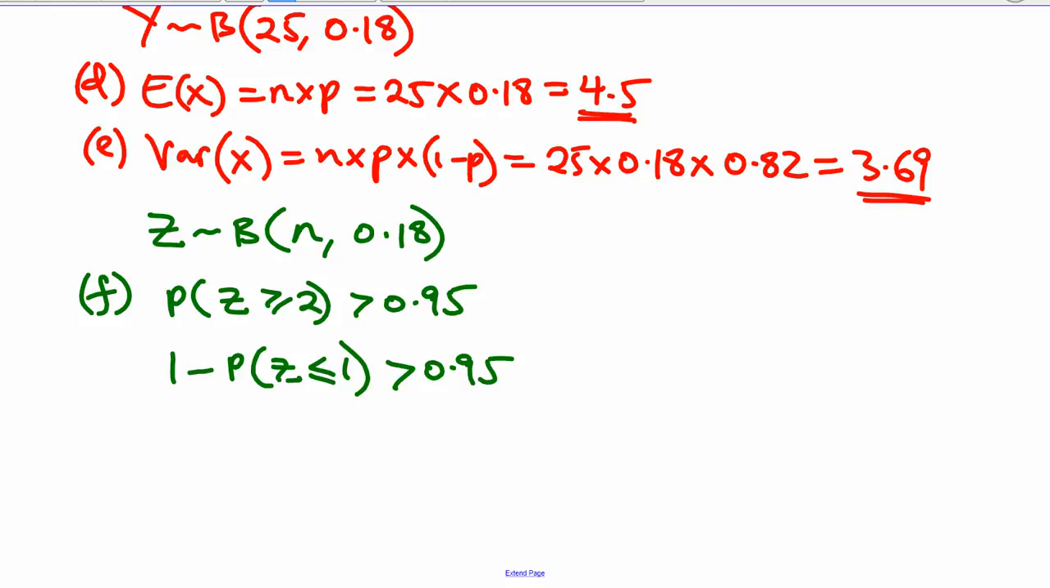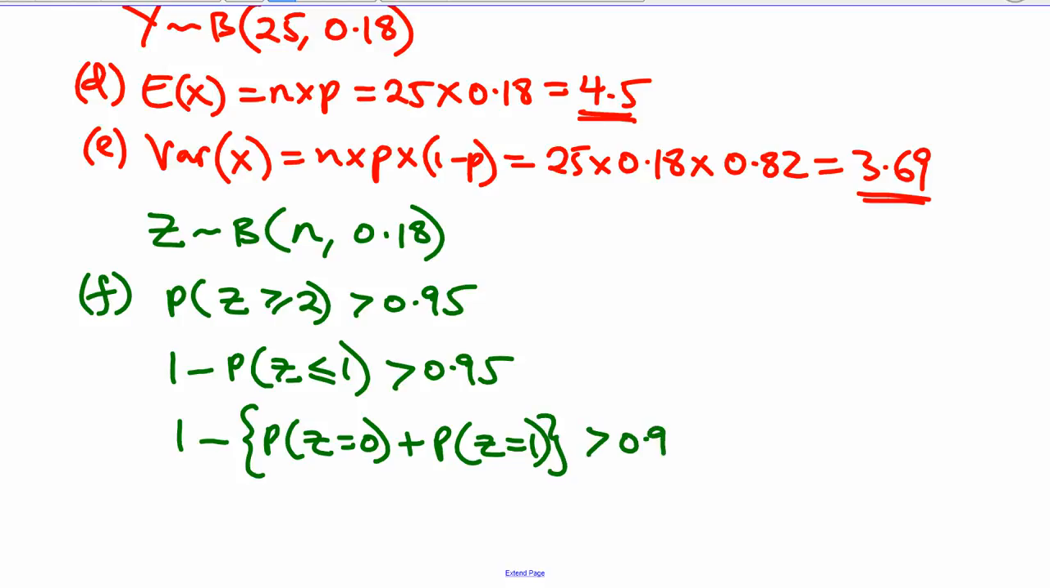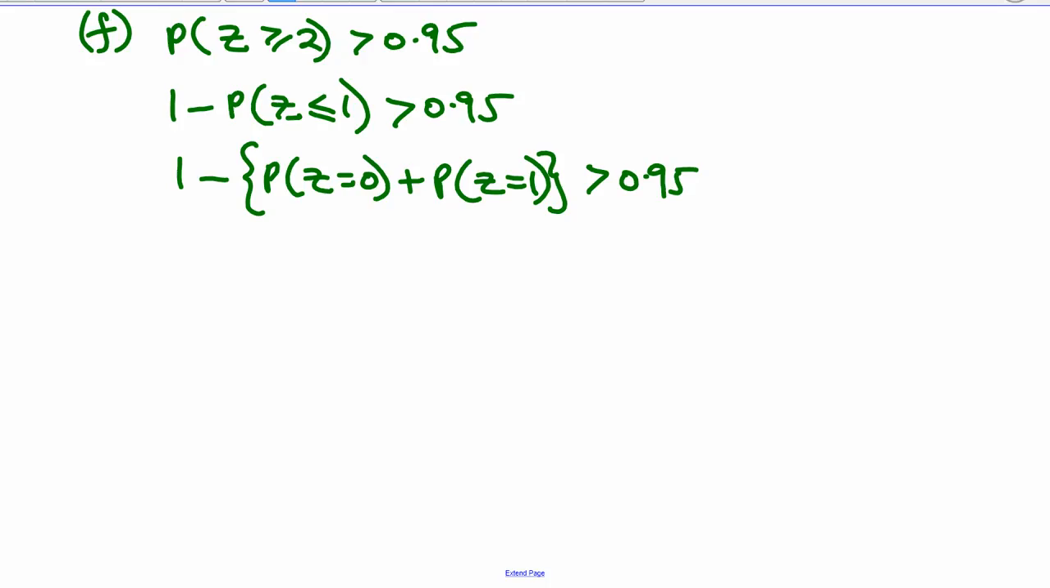So this is the same as 1 minus, and I'm going to put a bracket here, the probability Z equals 0 plus the probability Z equals 1. Okay, cumulative probabilities, remember, greater than 0.95. Just going to create more space. This is the same as 1 minus the probability Z equals 0, minus the probability Z equals 1, is greater than 0.95.